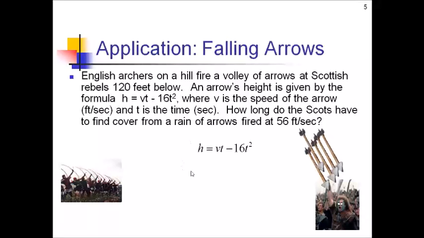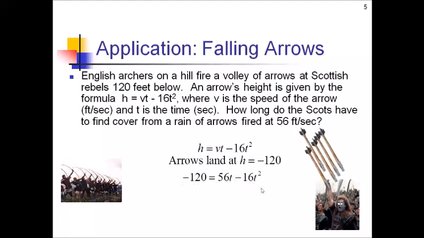So we've got our height formula. Our target height is 120 feet below, so that'll be negative 120 feet. And our velocity, our V, that's going to be this 56 feet per second. So plugging all of that in, we have this nice little equation here. We still don't know the time. That's what we're trying to figure out, how long before the arrows land down here. And we're going to figure that out on the next slide.